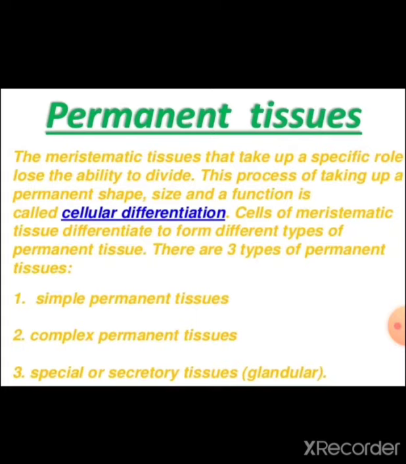Now we study permanent tissues. These are the meristematic tissues that take up a specific role and lose the ability to divide. This process of taking up a permanent shape, size and function is known as cellular differentiation. Cells of meristematic tissue differentiate to form different types of permanent tissue. There are three types of permanent tissues: simple permanent tissues, complex, and special or secretory tissues.